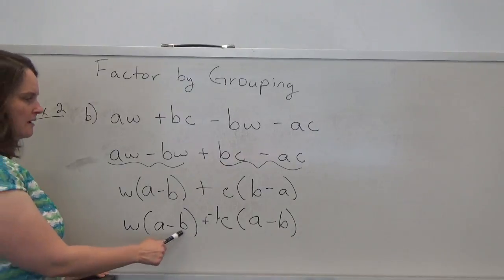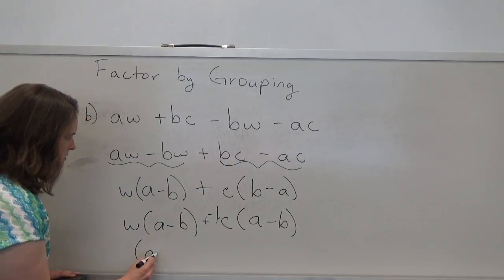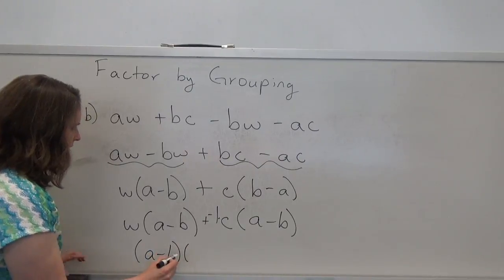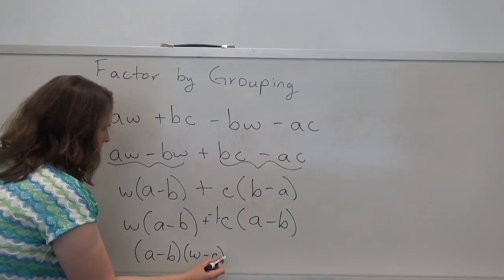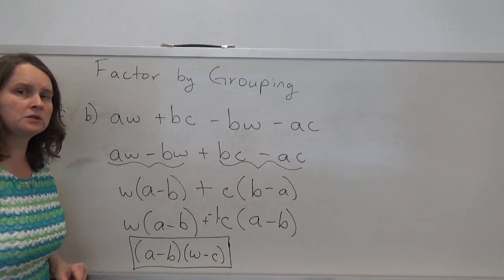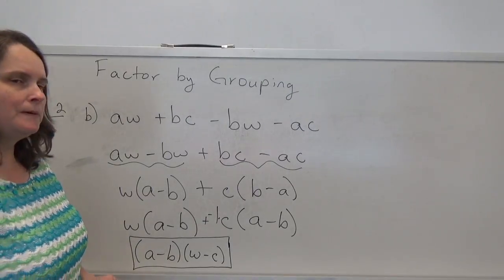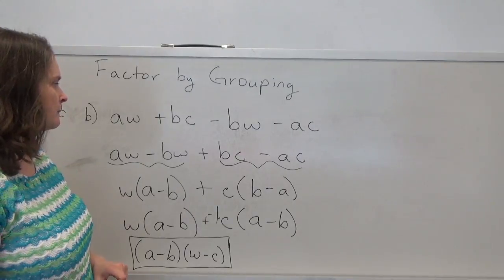So now we have a common factor of A minus B. We can remove it, bring it to the front. We're left with W minus C. And we've factored our 4-term polynomial using the grouping method. So the grouping method is going to be very useful to us in some of the problems coming up.